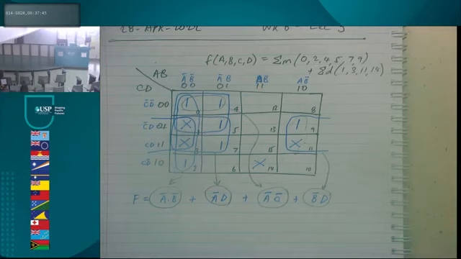It'll be equal to A bar, right? So no AND gate required now. It's just A bar. So as groups become larger, the more things fall off from your circuit. So when you have a group of two cells, it's a three-input AND gate. Group of four cells, it's a two-input AND gate. Group of eight cells, no AND gate. Just the input going in.